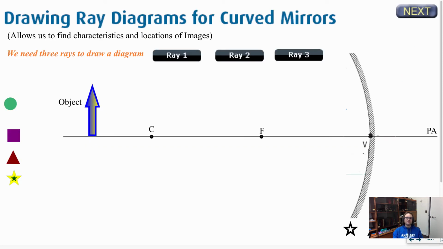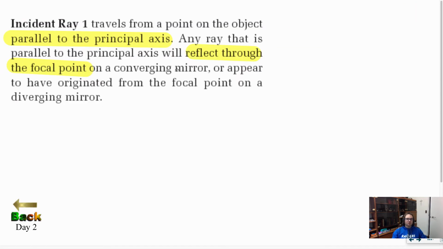So, now we're going to learn how we draw these and how to make these images and how they work. So right here I have an object. But first of all, we need to look at three rays here. So let's look at my very first ray. So the first ray is called my incident ray. It travels from a point on the object parallel to the principal axis. Any ray that is parallel to the principal axis will reflect through the focal point on a converging mirror or appear to have originated at the focal point on a diverging mirror.